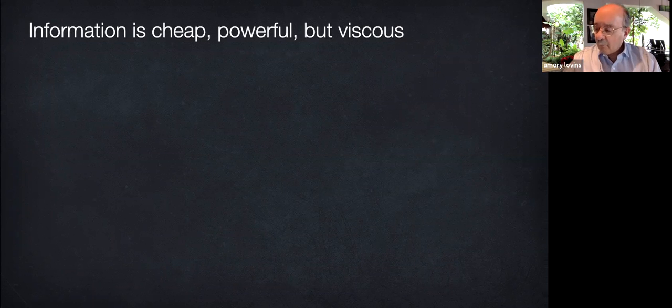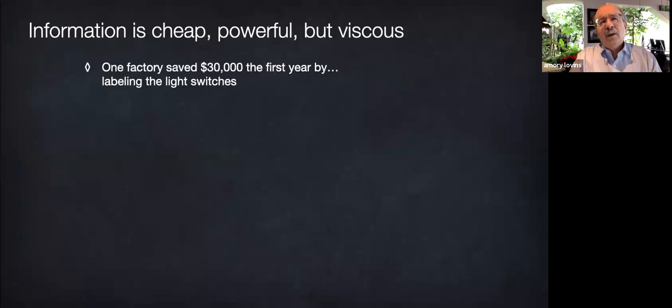Now, often the powerful way to save energy in industry is to tell the operators what they're wasting. There was the factory where we saved $30,000 the first year by labeling the light switches. Nobody wanted to flick a switch to see what it controlled because they might turn off something important.